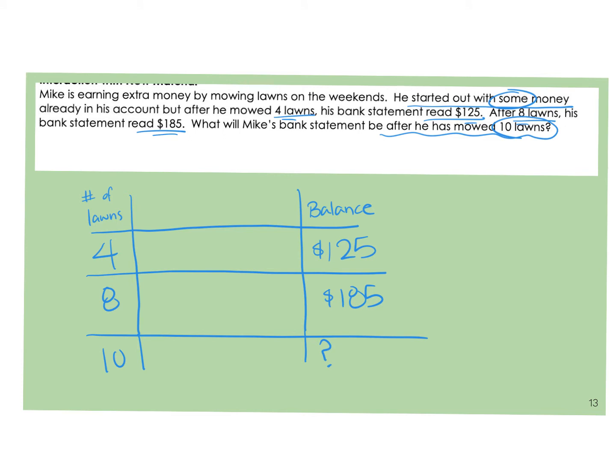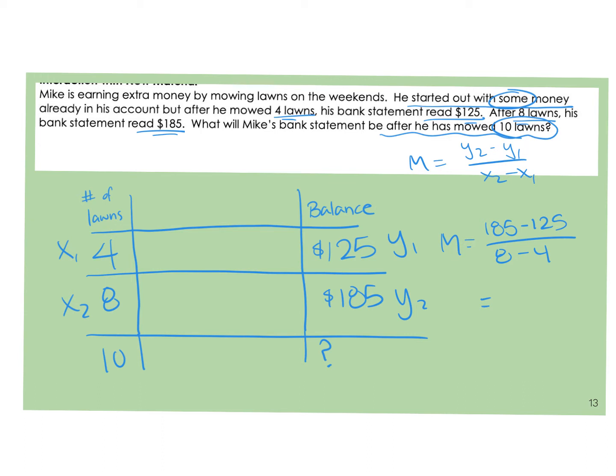Okay, so let's go ahead and label all of our ordered pairs. The first one, we're going to call this x1 and y1. This one is x2 and y2. And remember, our slope formula is m equals y2 minus y1 over x2 minus x1. So let's just plug it in. Y2 is 185. Y1 is 125. X2 is 8. X1 is 4.